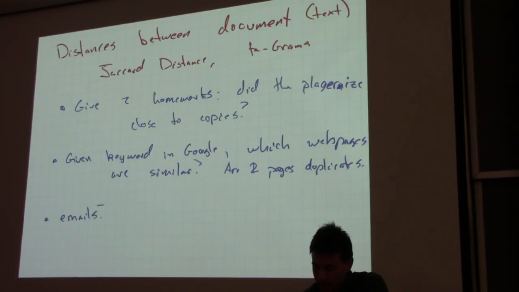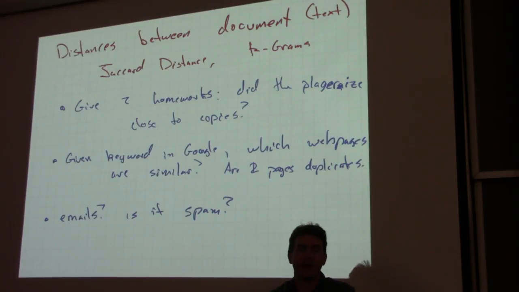Then with emails, is it spam? At a very high level, most spam filters have a corpus of known spam emails. A new email comes in, and some algorithm asks whether it is close to any other email I know is spam. If it is, I'll probably mark it as spam.